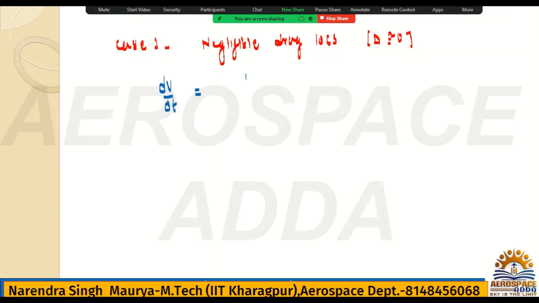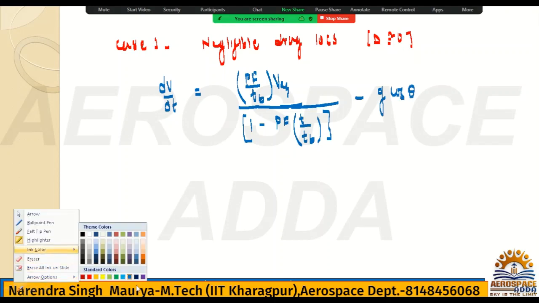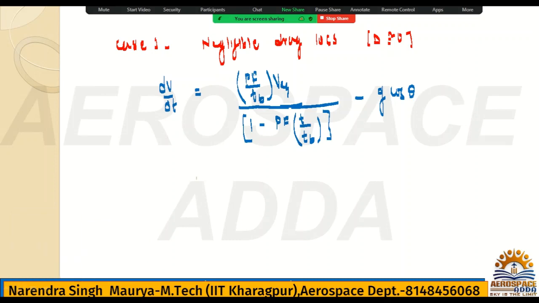Here the result is dv by dt equals EF, TB equivalent divided by 1 minus PF times t by TB, minus g cos theta. Okay, so a few steps you have to continue, and once you derive this, as per GATE requirement the full derivation is not required.